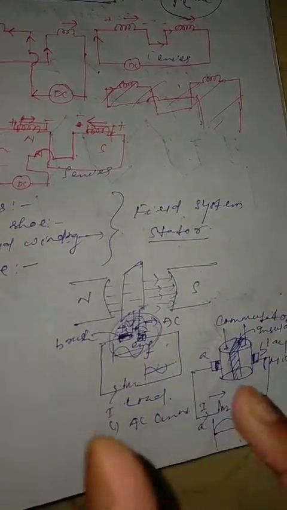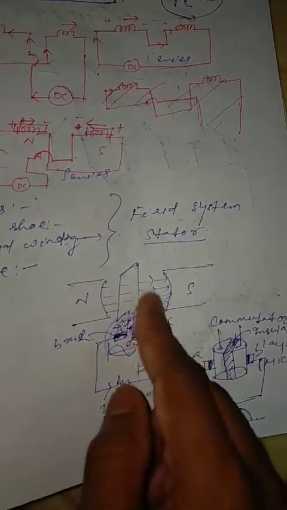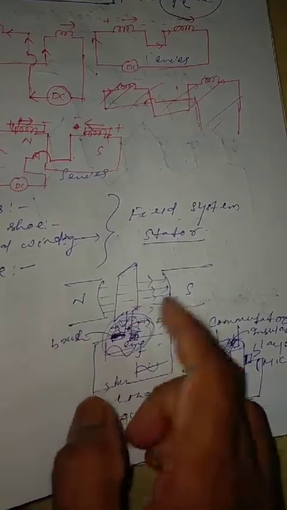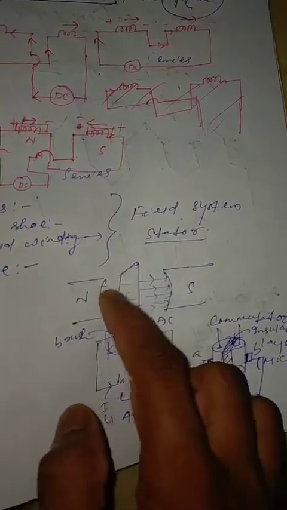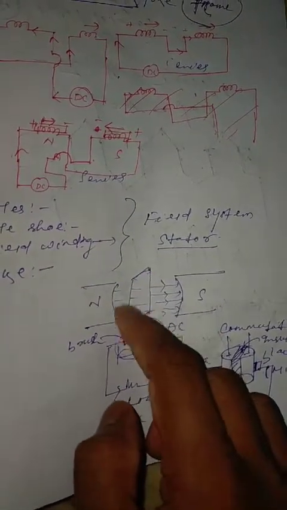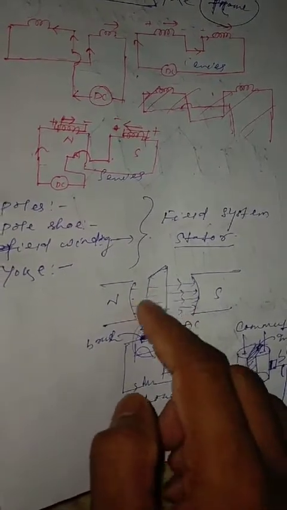So in a rough way we can say that whatever EMF is induced will finally depend on how many poles there are, what the flux produced from the pole is, how many conductors there are, and the rotation or speed at which the conductor is rotating. So these are the various factors on which the induced EMF depends. Now we will define those factors.